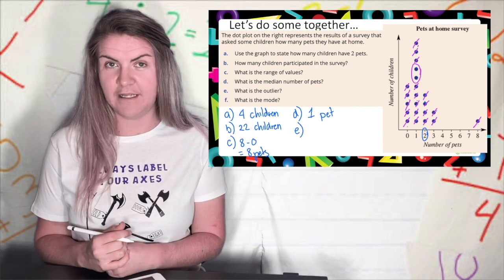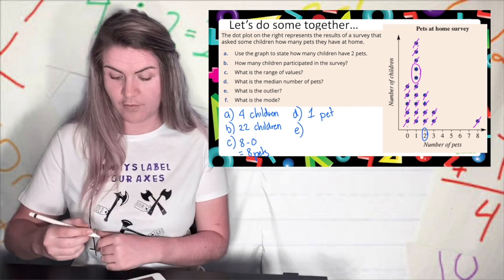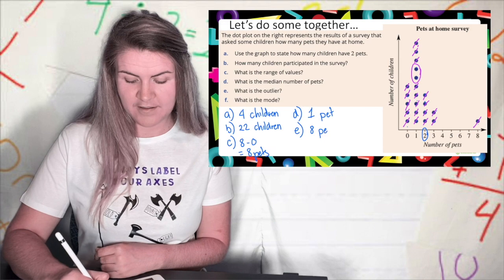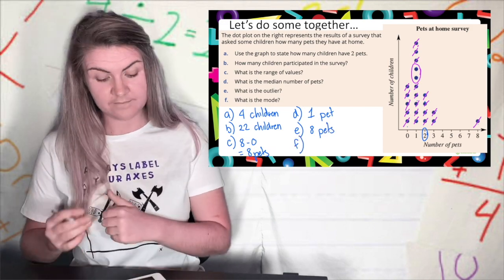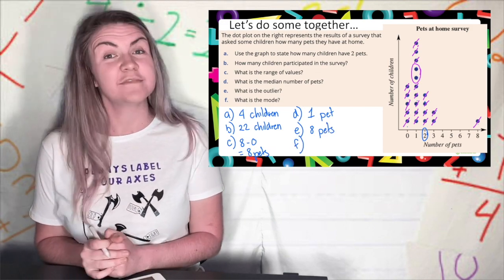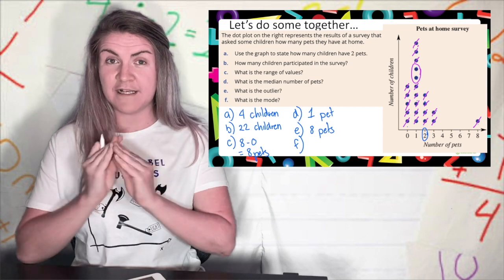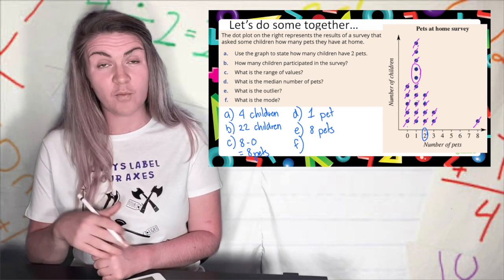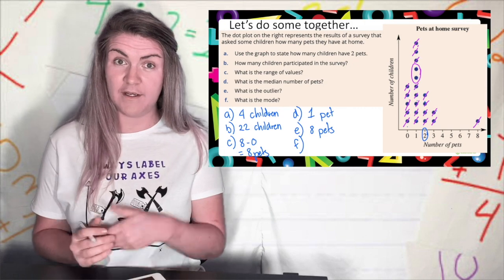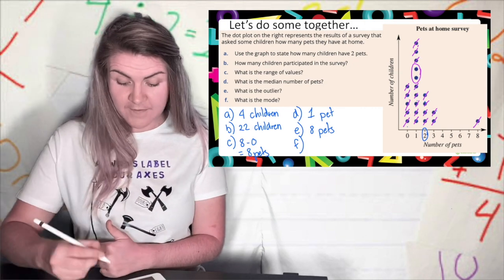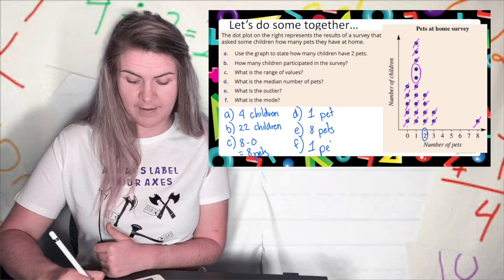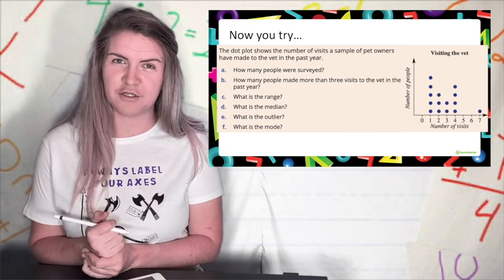E. What is the outlier? The number that is lying outside all the rest is 8. So 8 pets is the outlier. And F is what is the mode. Again, if I wrote all these numbers out as numbers instead of dots, the number 1 would be there the most because the 1 is the highest number of dots. So I know the mode is 1 pet. You have a go at interpreting dot plots.